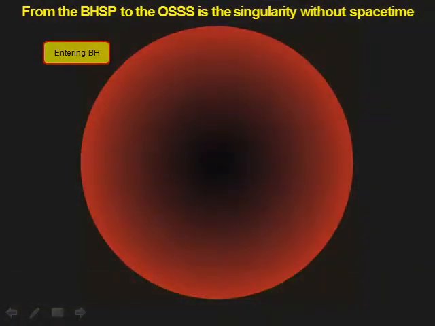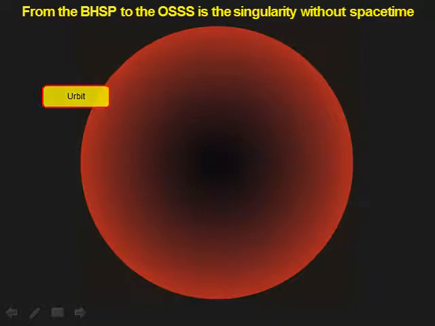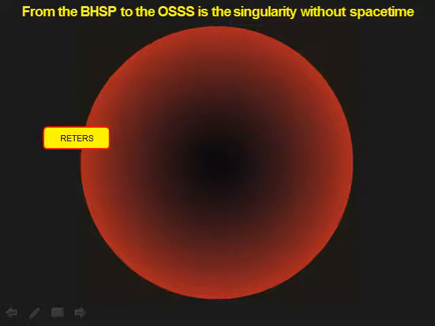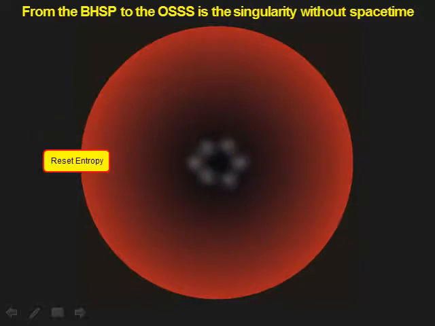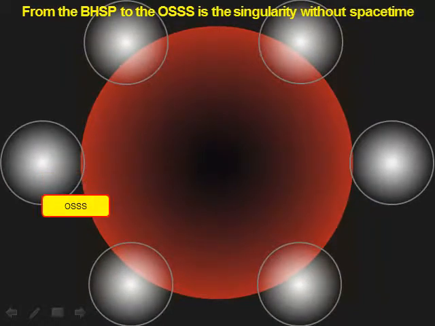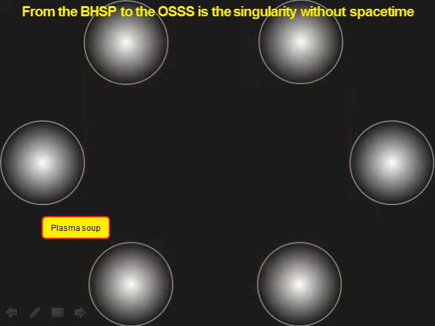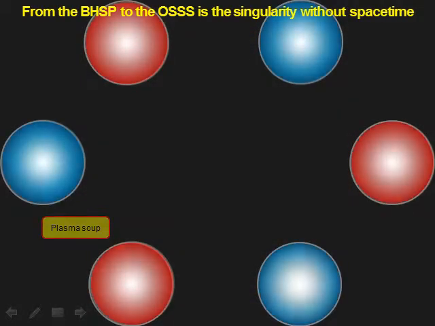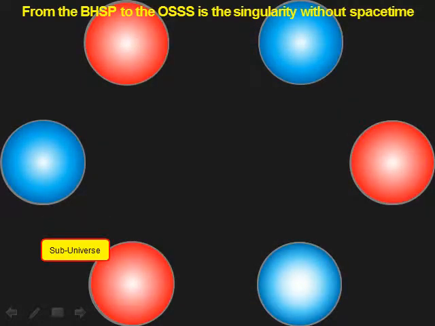Entering black hole, singularity, orbit, quantum inversion warp, random evolutionary trial and error, reject or select, reset entropy to zero, sequestering, outer spherical shell singularity, plasma soup, subuniverse.